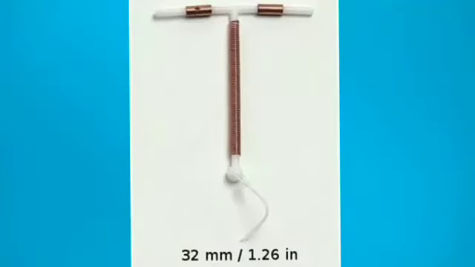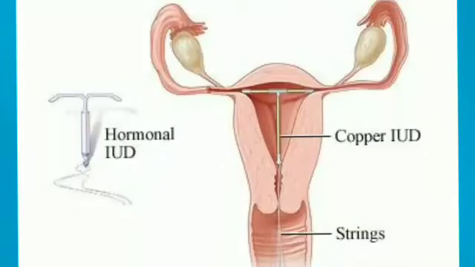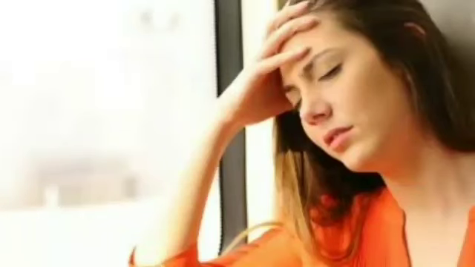Then we have the intrauterine devices or IUD. These are objects that are introduced into the uterus and made of various materials such as plastic and metal. These are very safe methods, and each device can be used up to 10 years. The disadvantage they have is that in some women they cause discomfort, bleeding, or expulsion of the IUD.